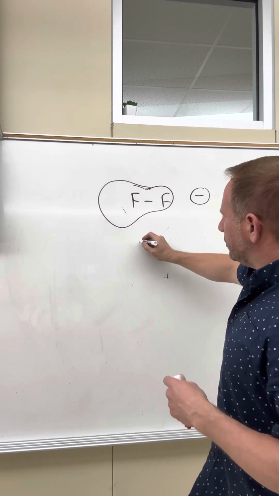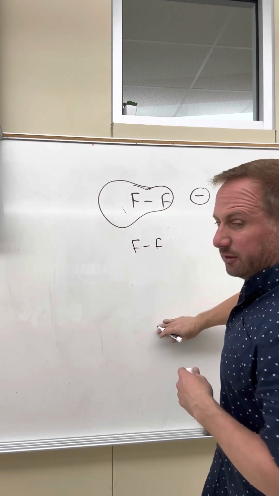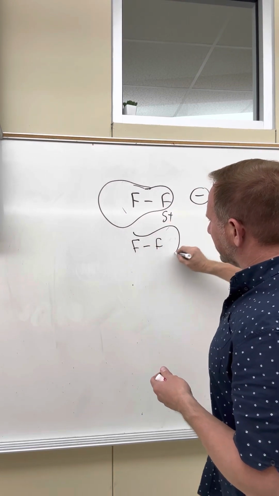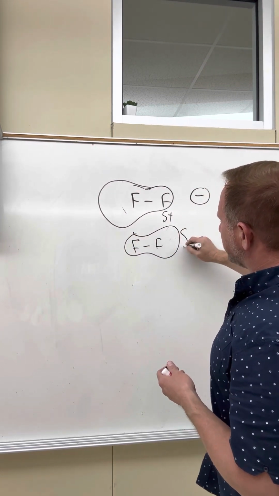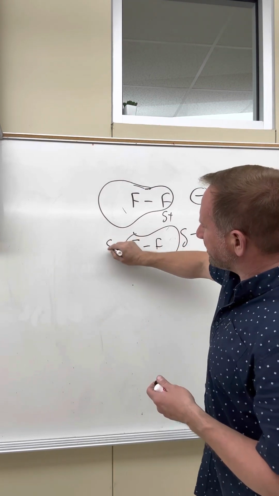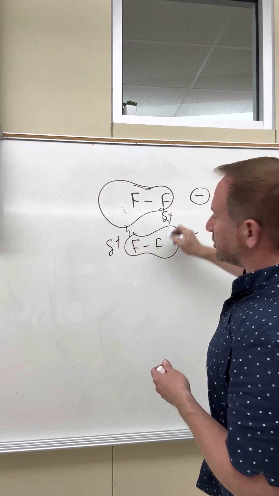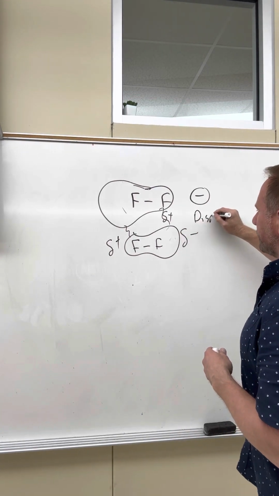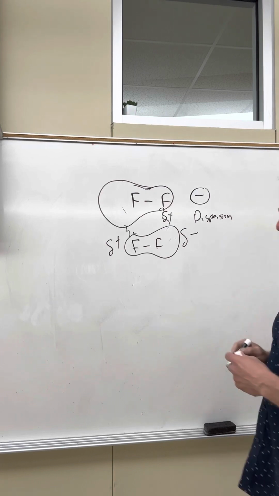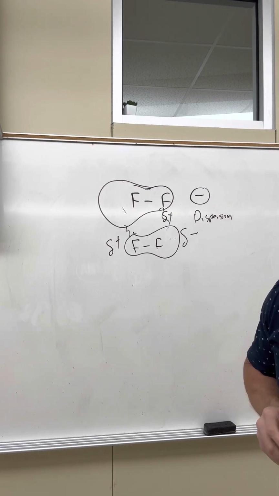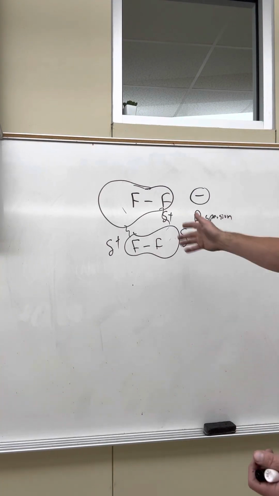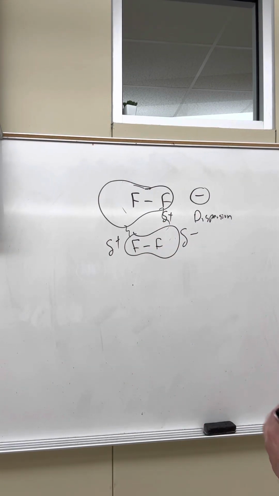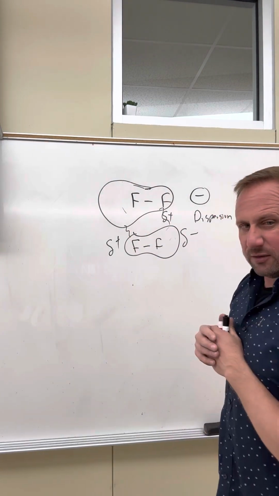Well, what can that do? If it's sitting by another fluorine, then this now partially positive side would attract electrons over here. And so this side becomes partially negative, and then this side can become partially positive, and we could get some attractive forces there. We call those dispersion forces. They're named after a guy named London, London dispersion forces. You'll also hear these referred to as van der Waals forces, even though van der Waals forces is all the intermolecular forces. So these are dispersion forces between these.